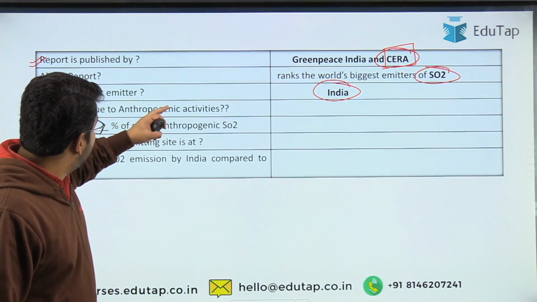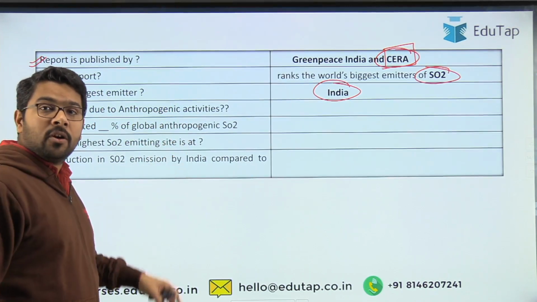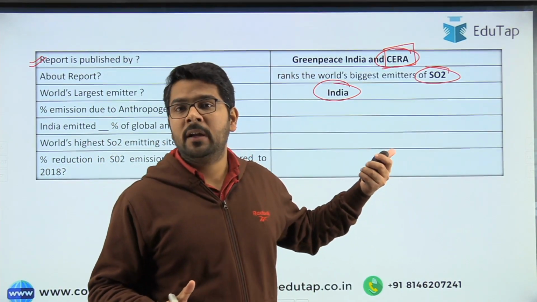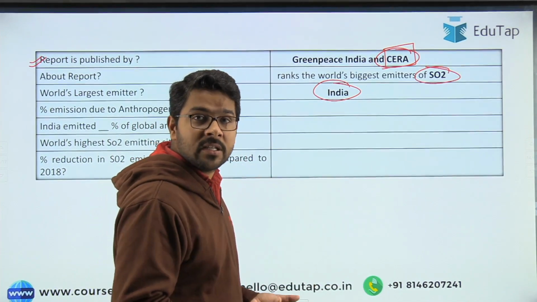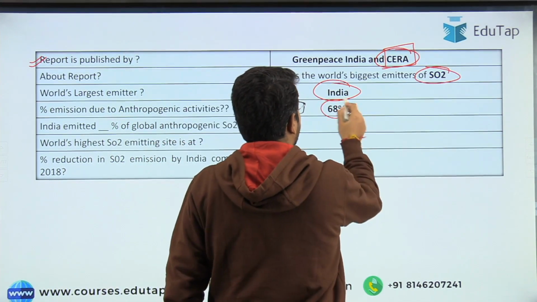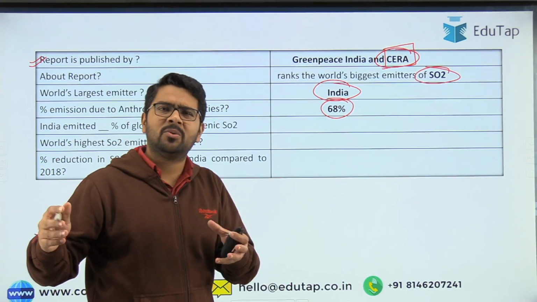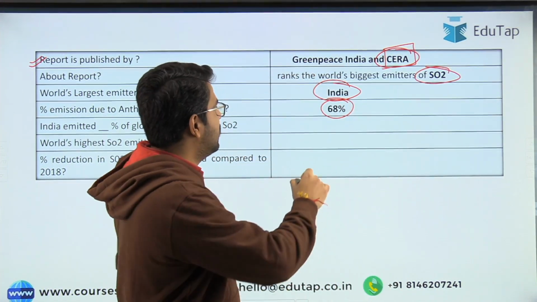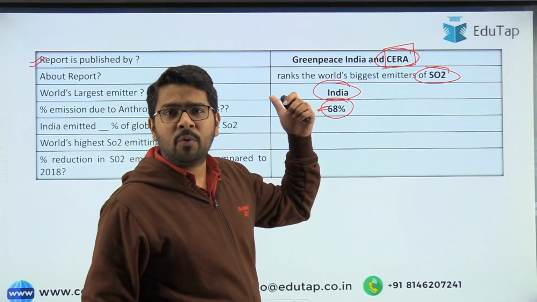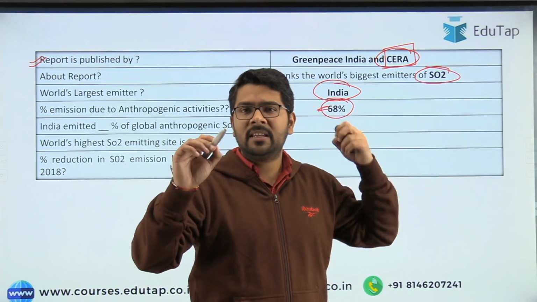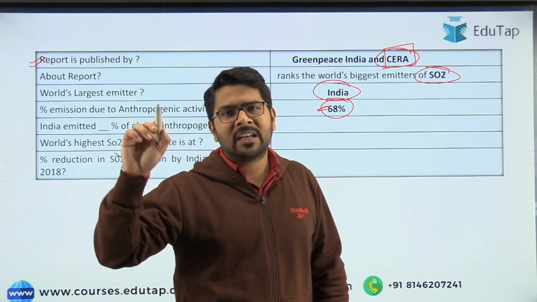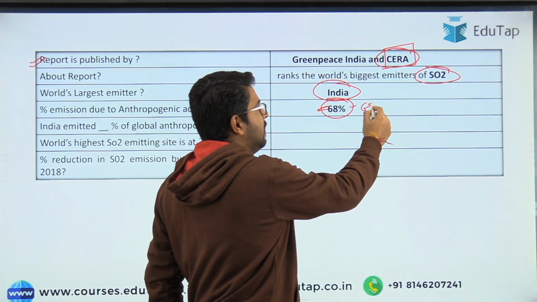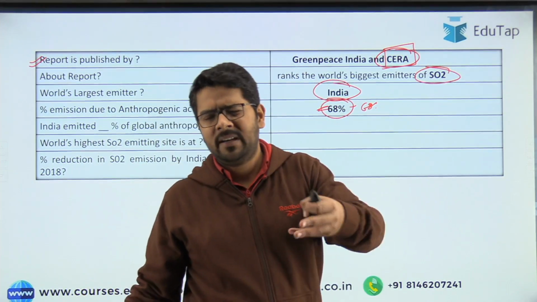Then the percentage emission due to anthropogenic activities. I already mentioned that 31% was due to natural causes, so the remaining is due to anthropogenic causes. So the answer is 68%. Guys, don't get confused between 31% and 68 or 69, because there is a slight error. You just need to refer that the report has mentioned 68, because if you go by that chart that I have mentioned, 31% was mentioned as volcanoes and the remaining was for different reasons. So you might say that this has to be 69, but as per the report it is mentioned as 68, so refer to it as 68.